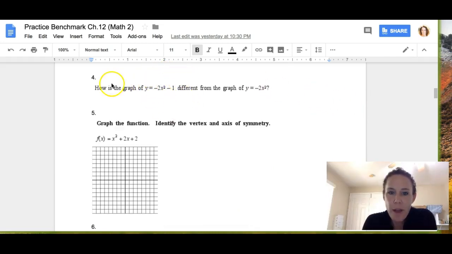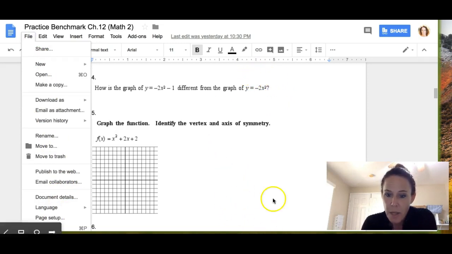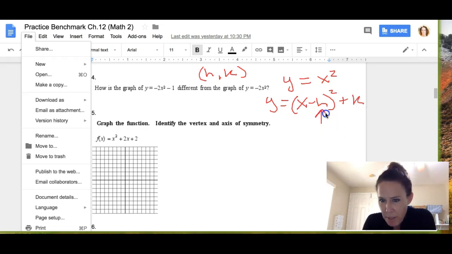Okay, looking at this graph, how is this graph different from this graph? Well, later on in the chapter, you learn about vertex form. Let's just use what we know about our shifting of basic graphs. Anytime you have your basic graph, y equals x squared, if you'd like to shift this, let's say h, k is your new vertex. Your new vertex form would look like this. y equals (x minus h) squared plus k. So this is always the opposite, and this is always straight up and down.